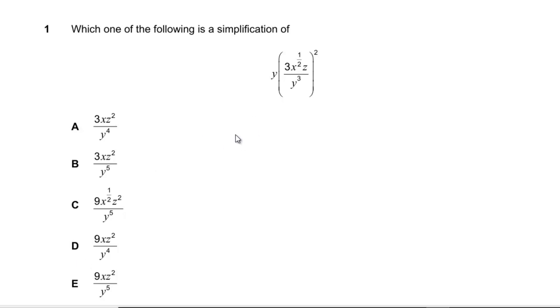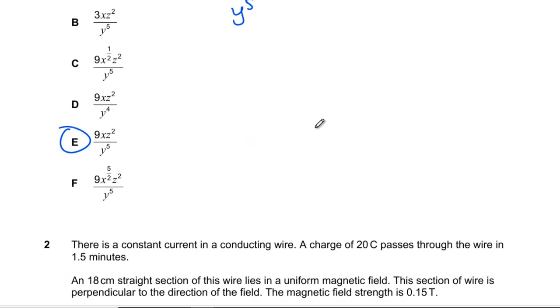Okay, so for y's, we've got a 1, we've got a minus 6. So we're going to have over y to the 5. We're going to have a 3 squared. We're going to have an x because we're squaring the square root, and we'll have a z squared, which is, where are we, E. Okay.